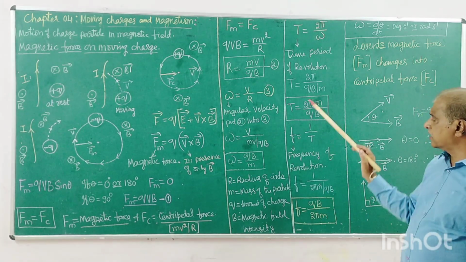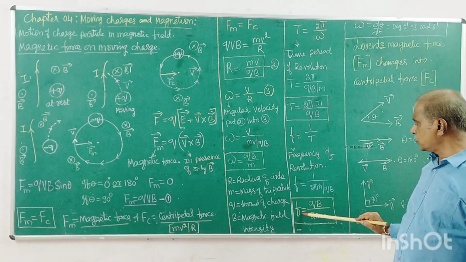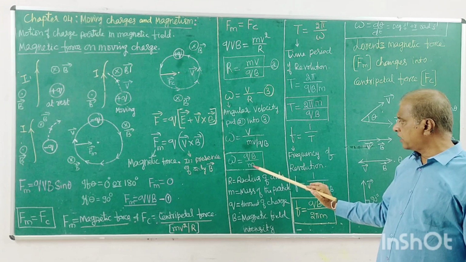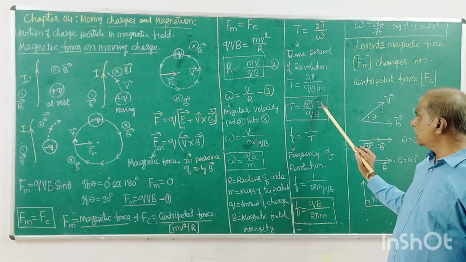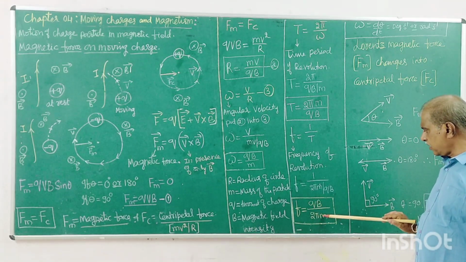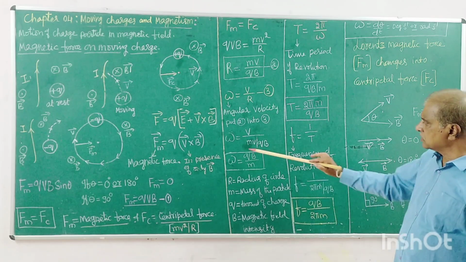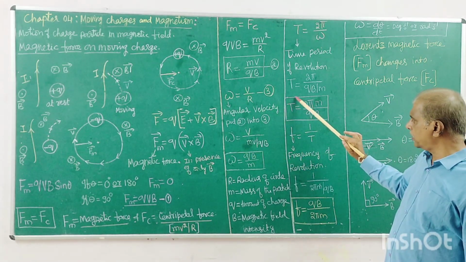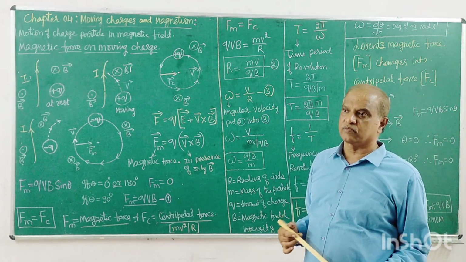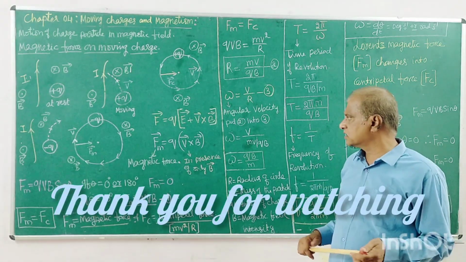Look at all these mathematical equations. The angular velocity, time period and frequency of revolution all depend mainly on q, B and m. 2 pi is a constant. If you know q, B and m, we can calculate the value of omega, the value of T, and the frequency of this revolving charge in the magnetic field. These are important for the calculation of problems. With this, we have completed this.